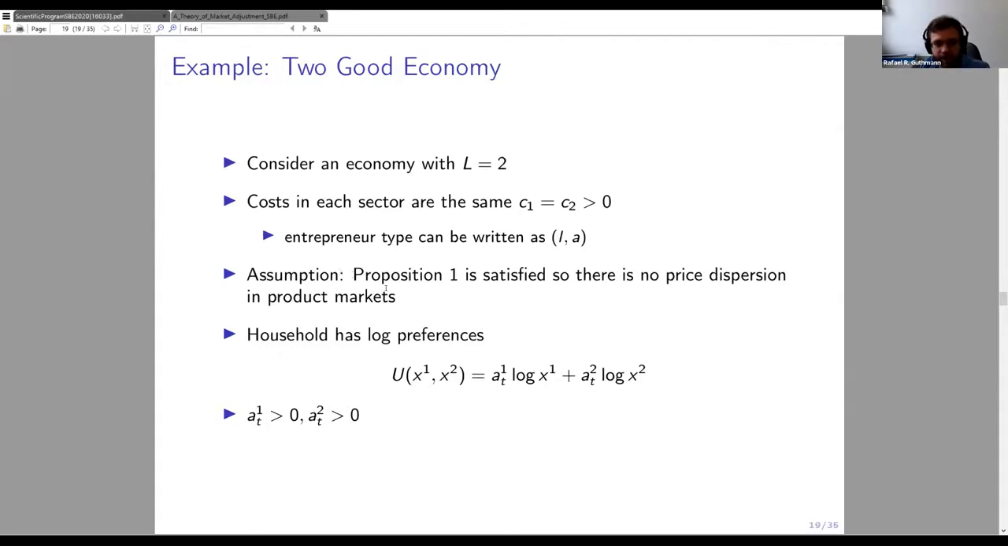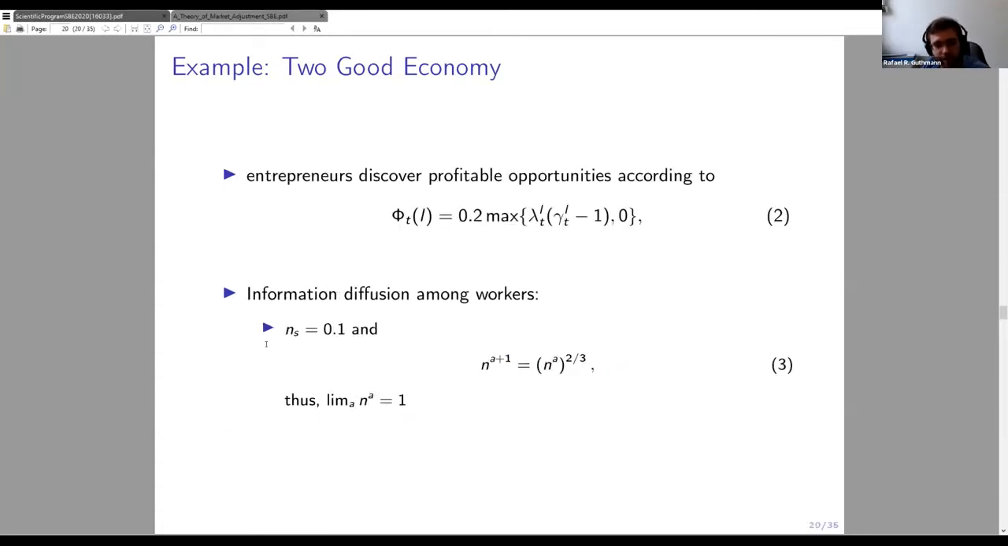We assume then that there is no price dispersion in the product market, so that we can focus only on the competition for workers, and we have perfect competition in product markets. So the household has some log preferences, right? There is a typo here. It's supposed to change over time. Here, the U is supposed to change over time, but you have your log preferences.